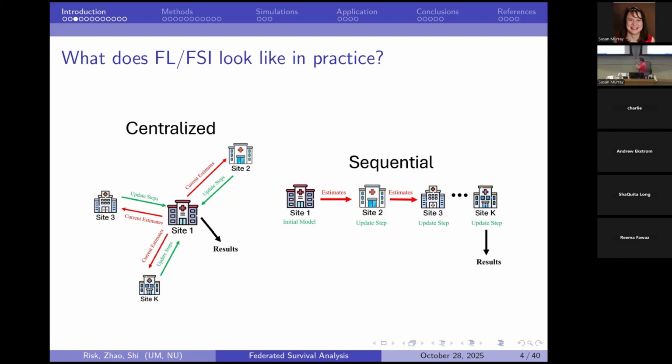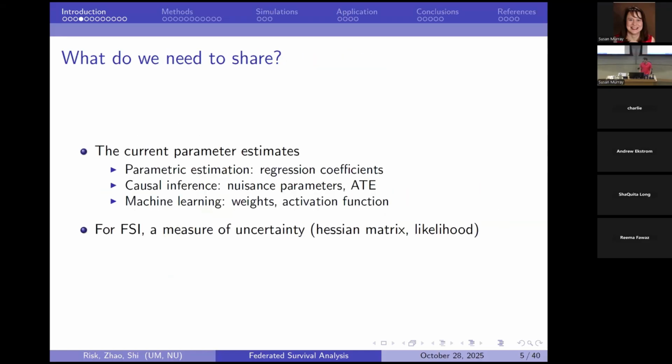In practice, these methods tend to give a similar flavor of results. But just in terms of model architecture, sometimes people will prefer one or the other. In terms of the methods that I'll talk about today, most of those are going to be sequential methods.